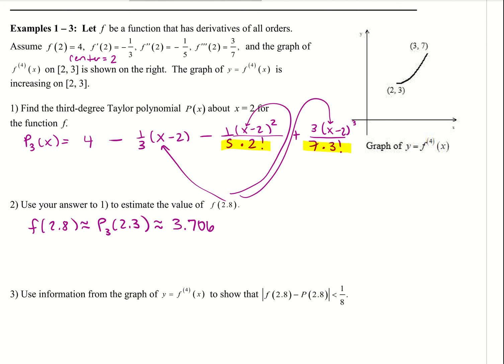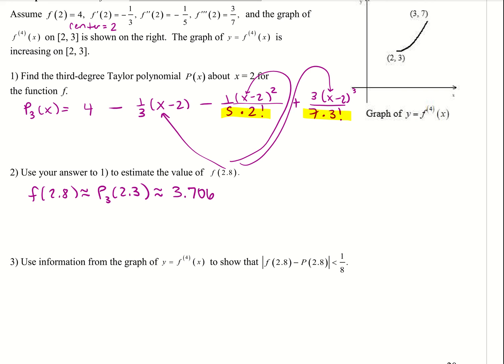Now this is a partial sum. This is a partial sum because we only use the first 4 terms to get the 3 degree Taylor polynomial. There were other terms. This is an infinite series here. So there's a remainder or a tail. There's some error here. So now I want to use some information from the graph of the fourth derivative, which I have information about on a very limited little window here, to show that the absolute value of f of 2.8 minus p of 2.8 is less than 1/8.